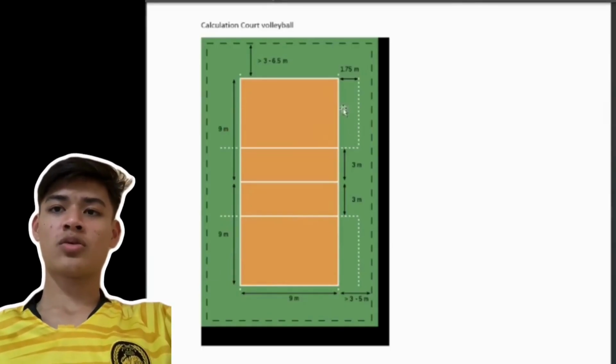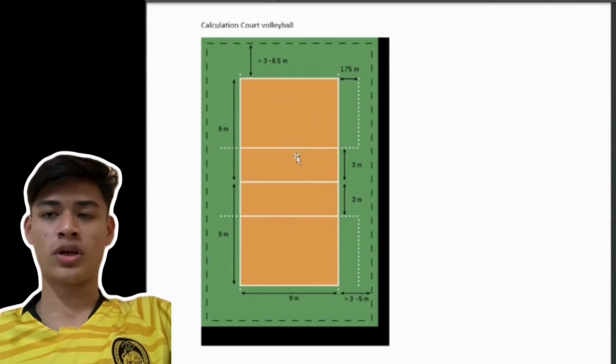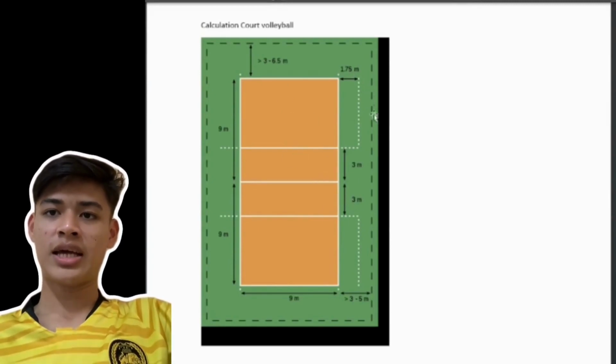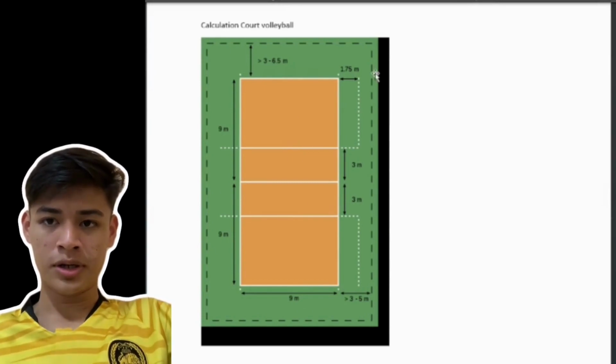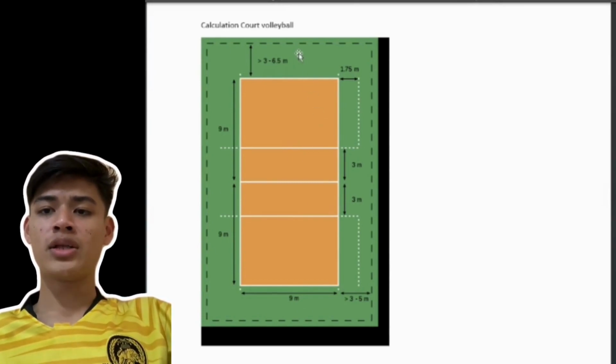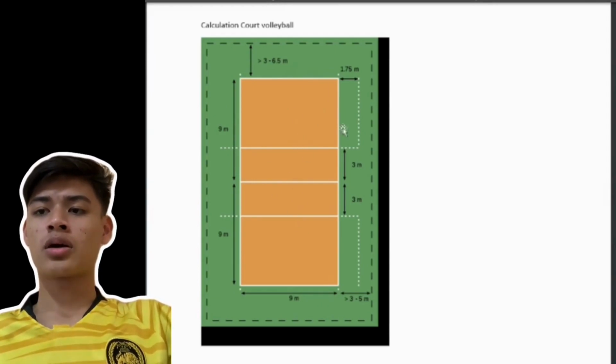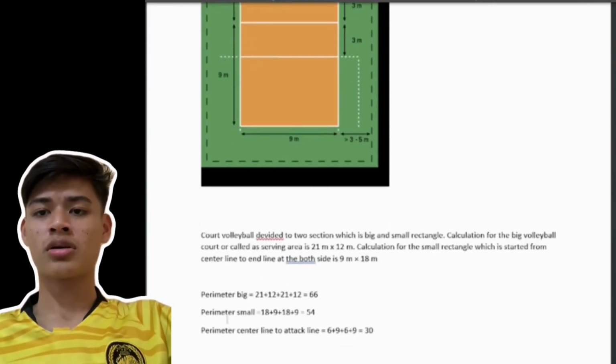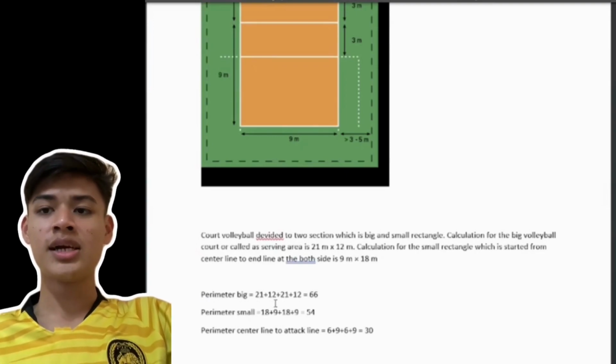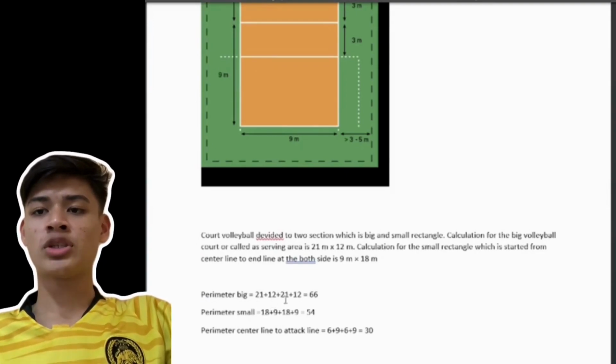Now, let's calculate the things that relate to volleyball. As you can see here, this is a volleyball court. The court is divided into two sections, a big and a small rectangle. The calculation for the big volleyball court, also called the serving area, is 21 meters times 12 meters.